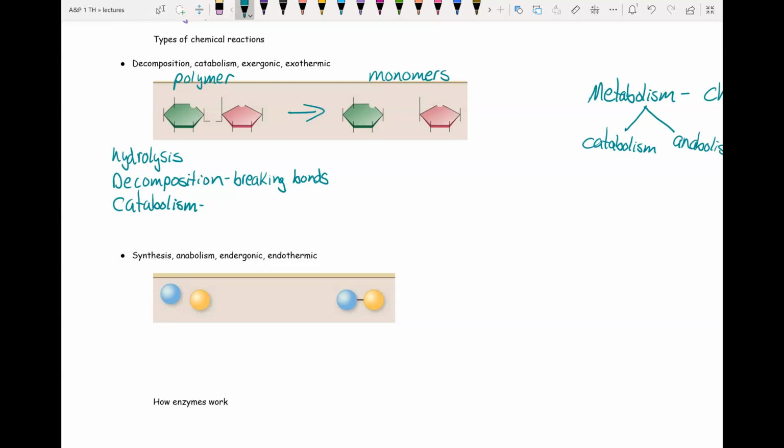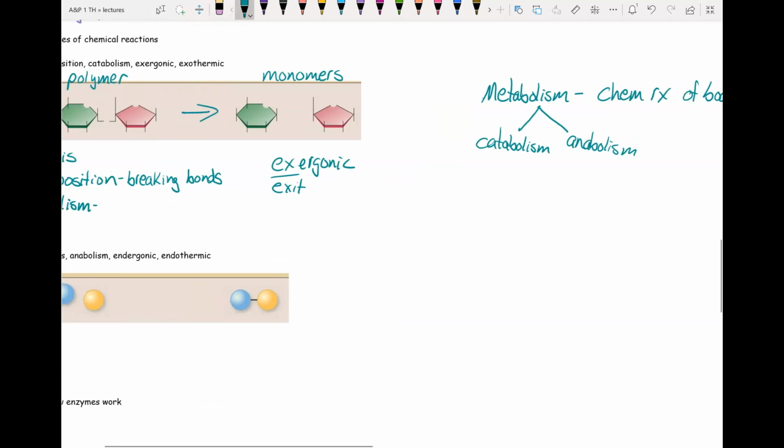Then we have exergonic. This has to do with energy. For the EX, think of exit. Exergonic: energy exits, or you release energy. We just talked about ATP and how when you break that high energy bond that holds the third phosphate on, it releases energy. That's an example of exergonic. So whenever you break bonds, you release energy.